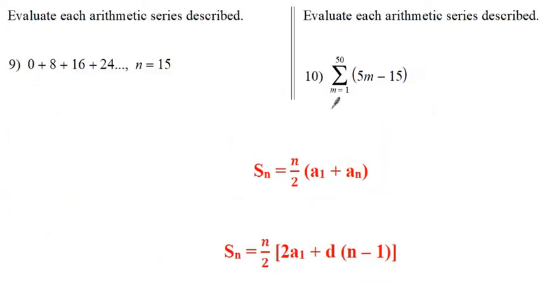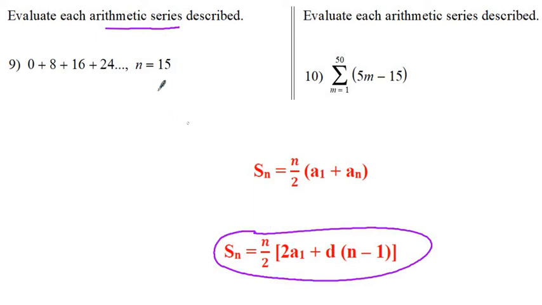All right, numbers 9 and 10. Number 9 says the same thing, evaluate each series. Well, this time we have a choice. We can really use either of the two. I would suggest this one would be easier. And the reason this is easier is we have n, we have a sub 1, and d will be easy to find looking at this, because you can probably look at it and tell, what are you increasing 8 by to get 16, or 16 to get 24? You're increasing by 8 each time.